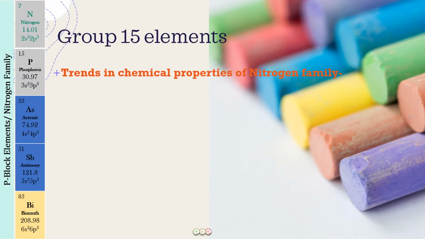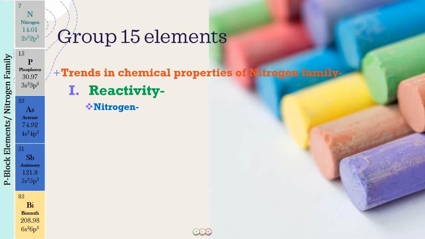So as we begin with the discussion of the trends in the chemical properties of the nitrogen family, the first important thing that we will be discussing today is the reactivity. And here chiefly we will be talking about nitrogen and phosphorus only, because these are the two elements of group 15 which are very important for our understanding. Wherever else we require to see the trends for all the group 15 elements, we will be seeing that also. All right, so as we talk about the reactivity, first we will be discussing nitrogen.